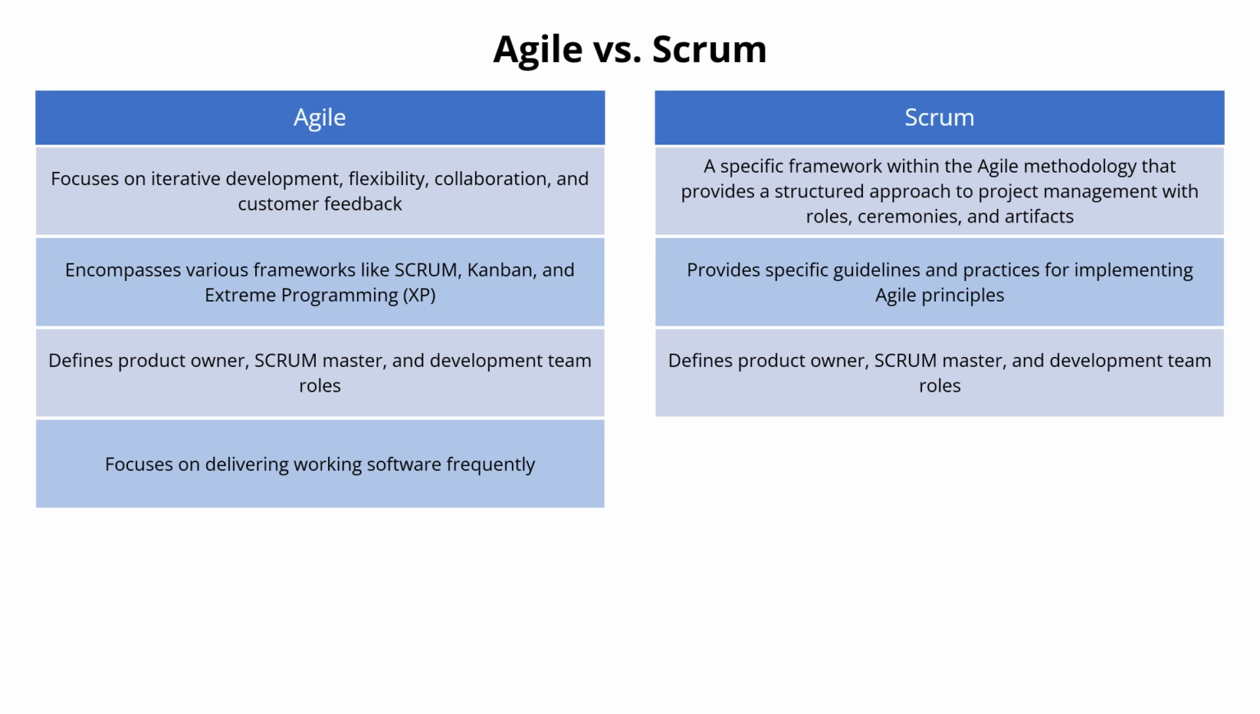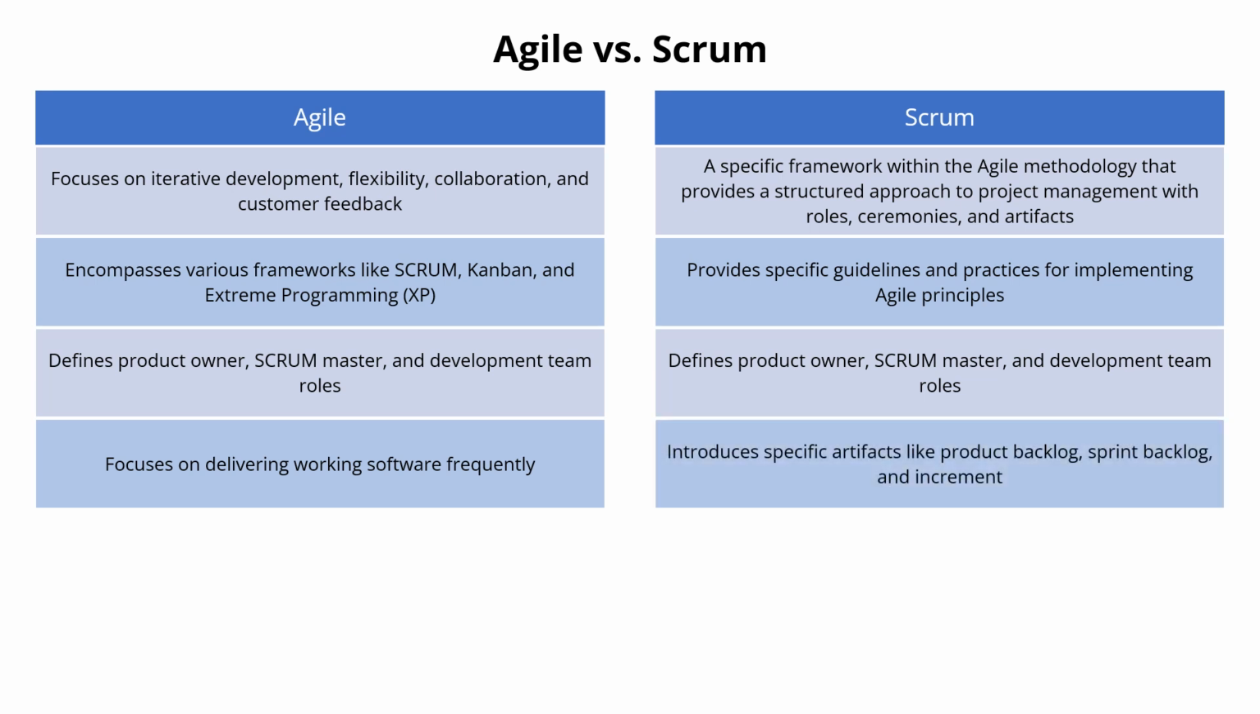often guided by user stories, backlogs, and regular reviews. Scrum introduces specific artifacts like product backlog, which is a prioritized list of features, sprint backlog, a subset of product backlog items selected for the sprint, and increment, which is the sum of all completed product backlog items.